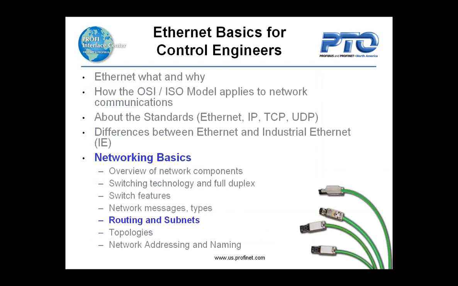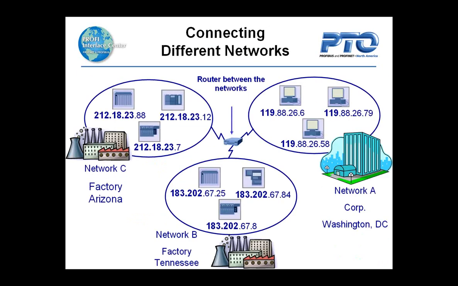So let's talk about routing and subnets. If we want to connect, let's say, these different networks, we've got network A, our corporation, connected to a couple of factories in Tennessee and Arizona, and those are all using different network identifications. Then we have to make sure to use a router to go between those networks. And that's what the router does. It translates between the different IP addresses and figures out where the message needs to go based upon the network ID. And again, that's a layer 3 function.